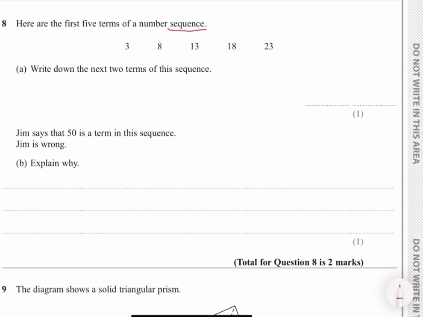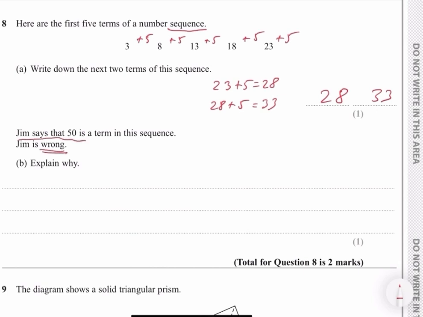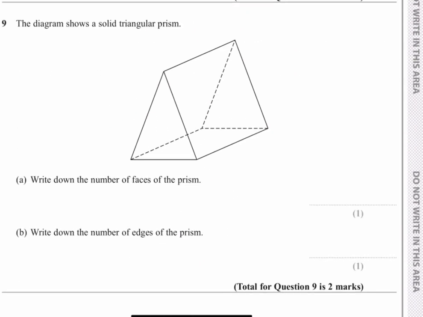There is a sequence for you. You need to write down the next two terms of this sequence. You can see the numbers go up in 5. Just add 5 to get the next term, another 5 to get the term after. Question B, you need to prove that 50 is not in the sequence. Explain. So Jim is wrong because, as you notice, the numbers in the sequence end with 3 and 8 only.